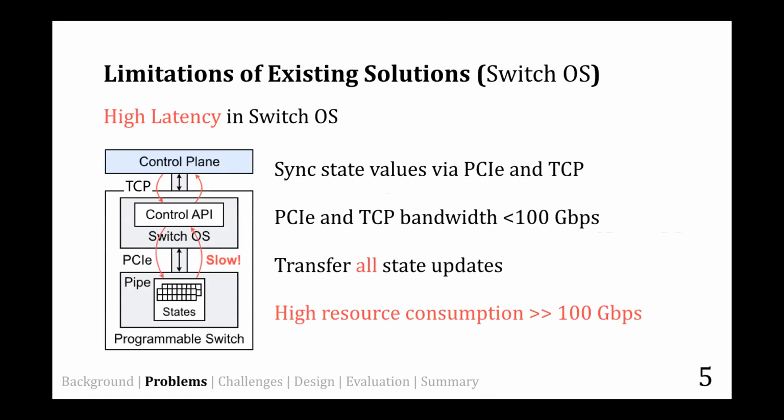The first type is based on the operating system of each programmable switch, referred as switch OS. The switch OS first collects all the latest states from underlying switch ASICs via PCIe channels. Then they transfer these states to the remote control plane via reliable TCP connections. However, the bandwidth capacity of PCIe channels and the TCP connections is typically limited and below 100 gigabits per second. The switch OS transfers all the state updates each time, such that the amount of consumed bandwidth can reach several hundreds of gigabits per second. This results in high latency in state synchronization.